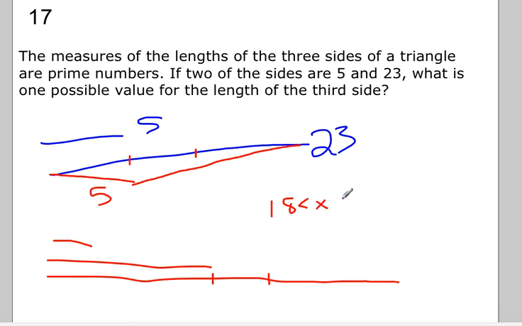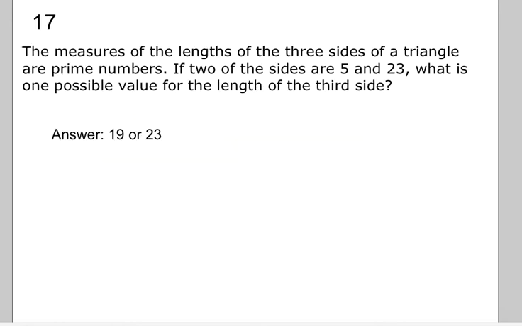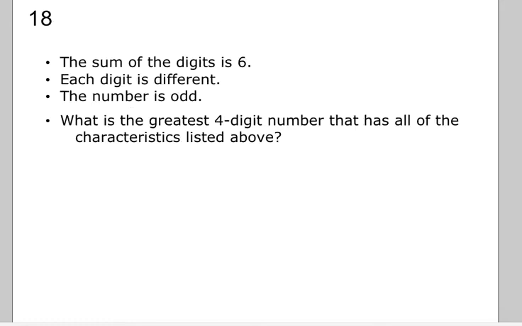and smaller than 28. So when you think about prime numbers in between there, right, and they can't be equal to it because then there's no angle that's created. Prime numbers, you got 19 and you got 23, and that's it. So those are your two answers for that one. 19 or 23. All right, there's 18.